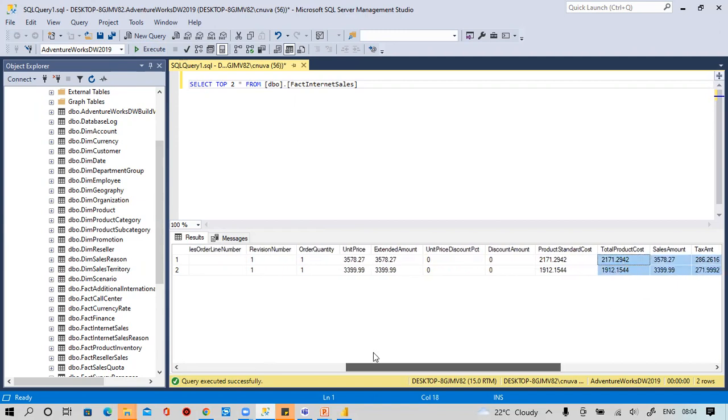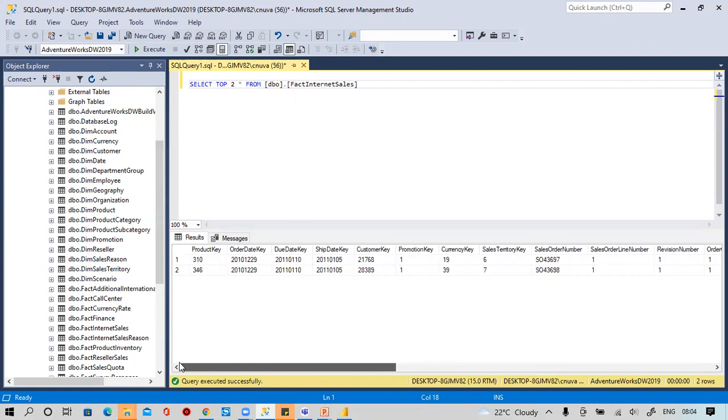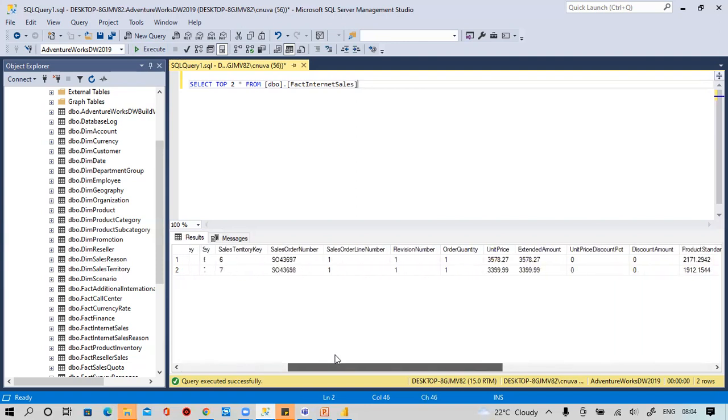Not only that, as I said, the definition of the fact table: a fact table is the table which contains the dimension keys and its measure values. Yes, these are the dimension keys: product key, order date key, due date key, customer key, promotion key. So once we have dimension keys, definitely the respective dimensions are present somewhere in the database. We can say that this is the fact table for the requirement. Did I answer your question? Okay.